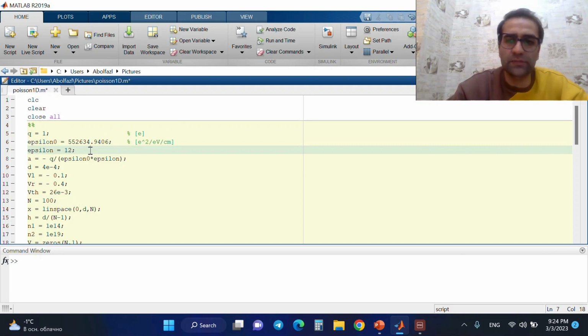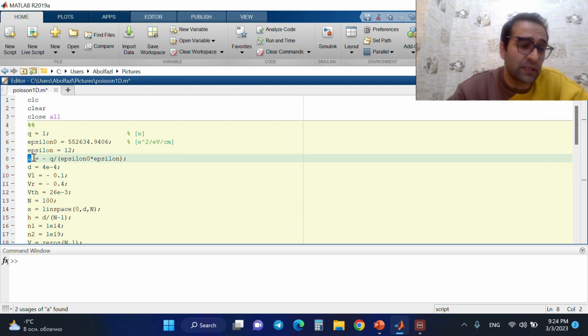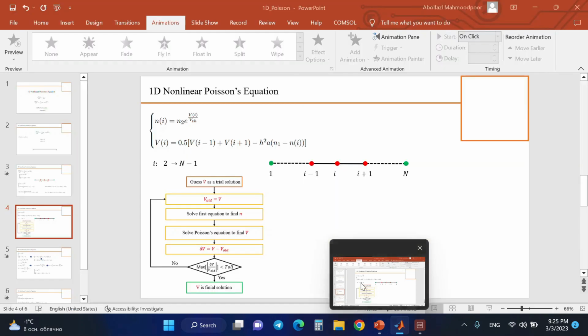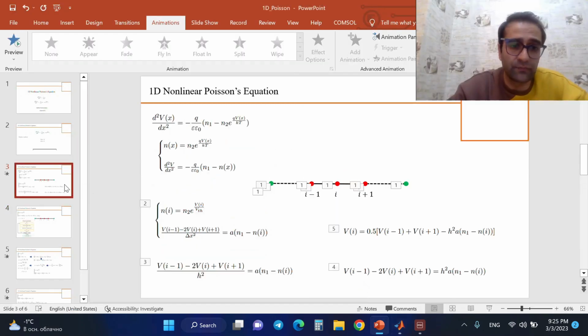And what is epsilon? Epsilon is the relative permittivity. It is unitless. Let it be 12, which is close to the silicon relative permittivity. Then we defined some A, and A was just minus Q divided by epsilon naught epsilon. Yes, remember it here. We defined A. Yes, here. This is the same A.